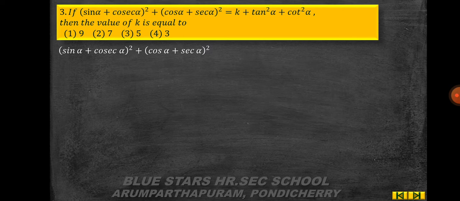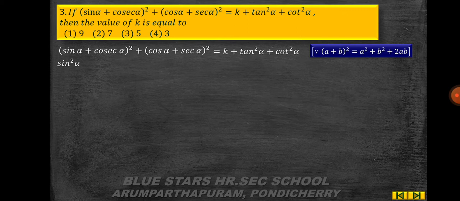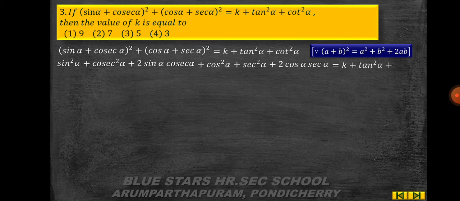The given question is sin alpha plus cosecant alpha the whole square plus cos alpha plus secant alpha the whole square is equal to k plus tan square alpha plus cot square alpha. We know a plus b the whole square is equal to a square plus b square plus 2ab. So we can use the formula: sin square alpha plus cosecant square alpha plus 2 sin alpha cosecant alpha, plus similarly for the second term, cos square alpha plus secant square alpha plus 2 cos alpha secant alpha, which is equal to k plus tan square alpha plus cot square alpha.